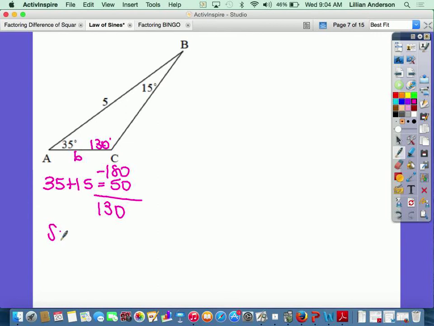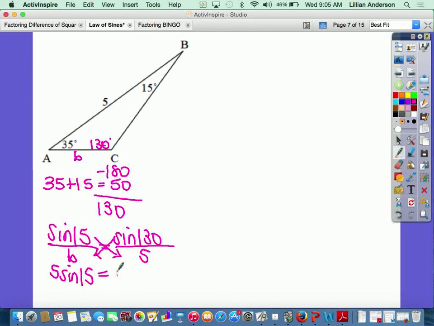So Isaac, set it up for me. Sine 15 over B equals sine 130 over 5. How do I solve? Cross multiply. One side is going to be 5 sine 15. The other side will be B sine 130. And when you divide both sides by the sine of 130, we get a number that we have to type into our calculator.